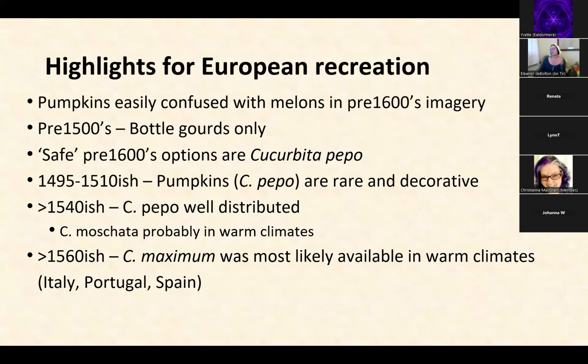So what does that all mean for us? So again, pre-1500s, you only have bottle gourds. You're going to start that introduction probably most likely with Cucurbita pepo early on. That's definitely being able to identify it and say, yes, this was domesticated there. And then Moschata coming in, and then Maxima later. So, yay. What does this mean if we are going into the grocery store?